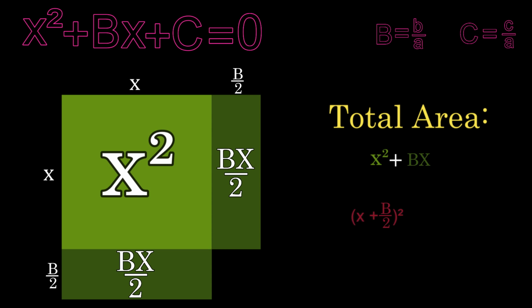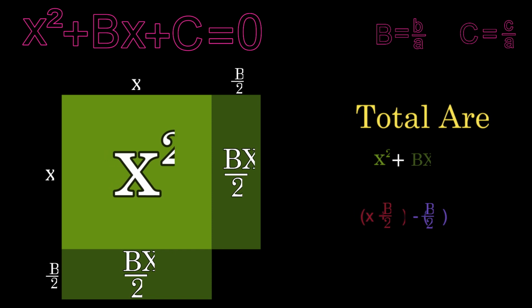The area of this big square would be x plus b on 2 all squared. To get the area of our shape, we're going to have to cut out the corner, which has an area of b on 2 all squared. We now have 2 different formulas for the area of our shape.